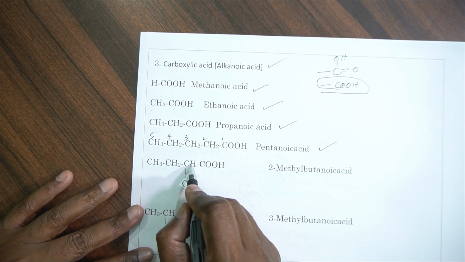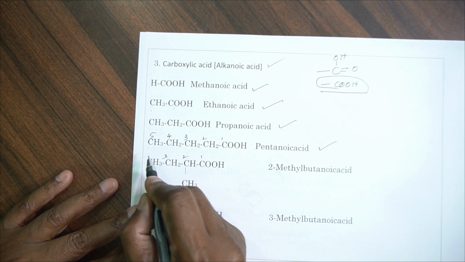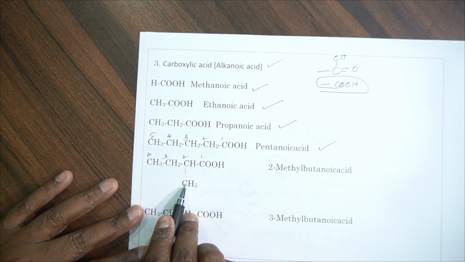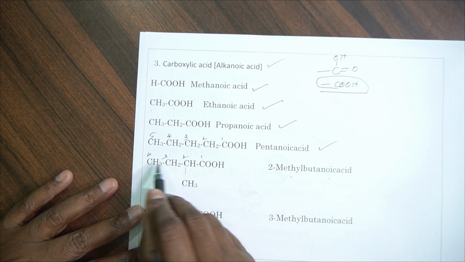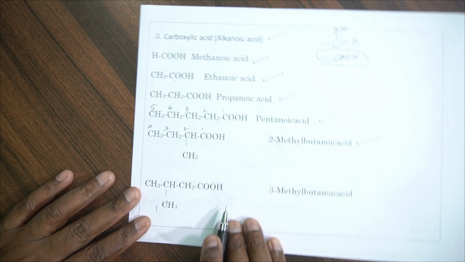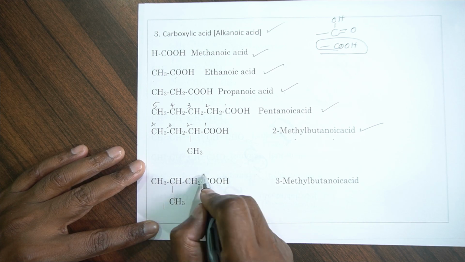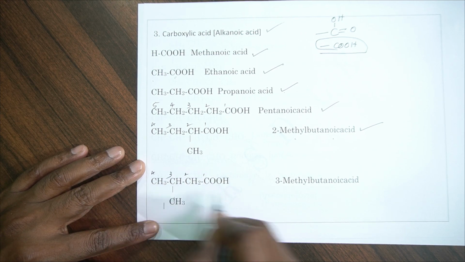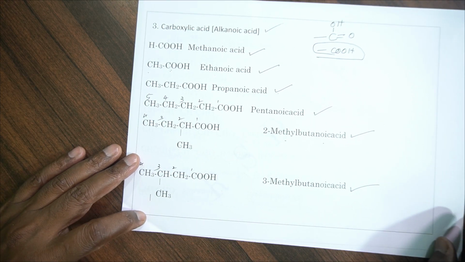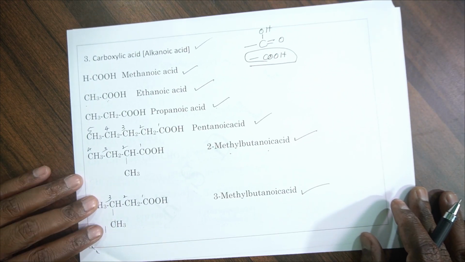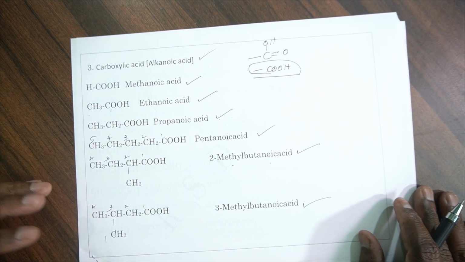Now here is a substituted one. 1, 2, 3, 4. At carbon 2 there is a methyl group. So 2-methyl, 4 carbons, butanoic acid. Here we have 1, 2, 3, 4. So it is 3-methylbutanoic acid. So this is how the organic compounds are named. Thank you for watching.